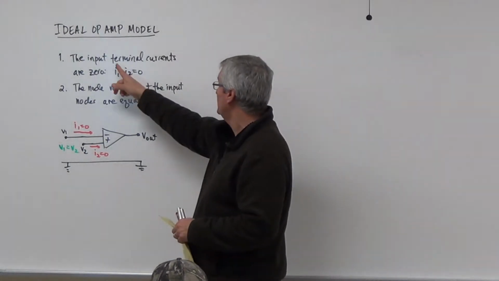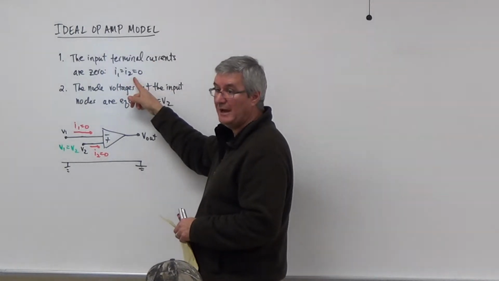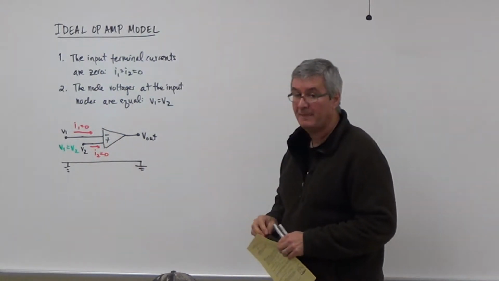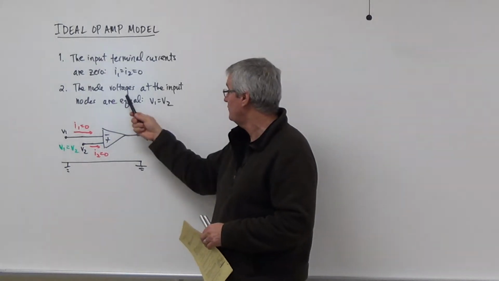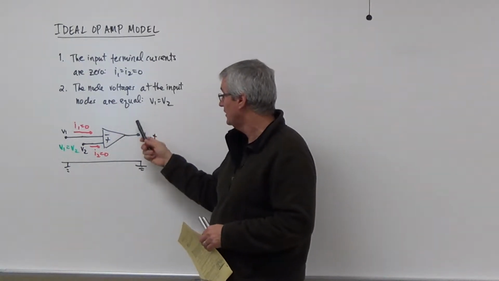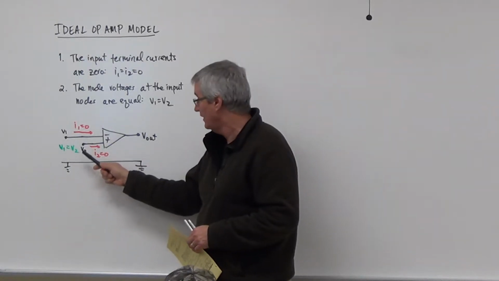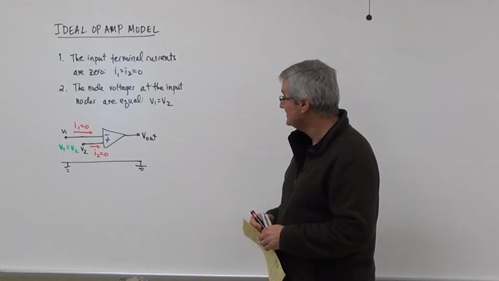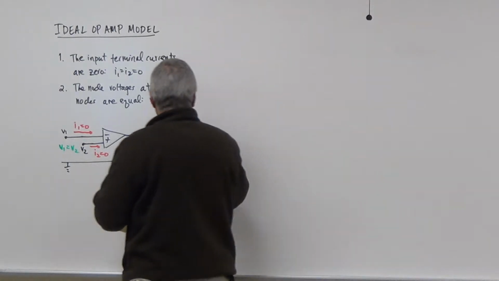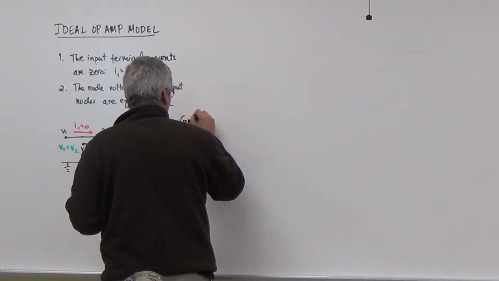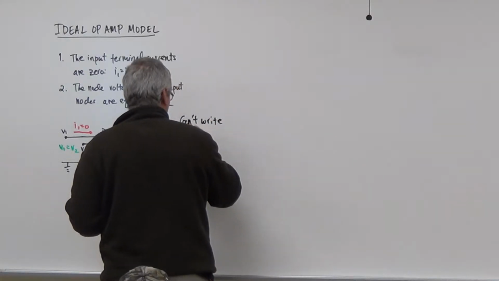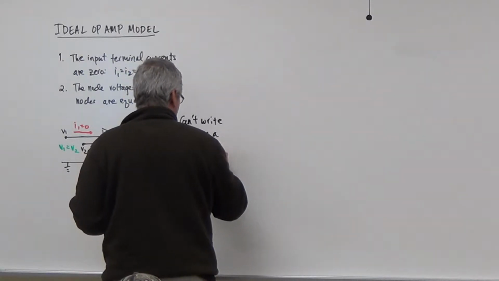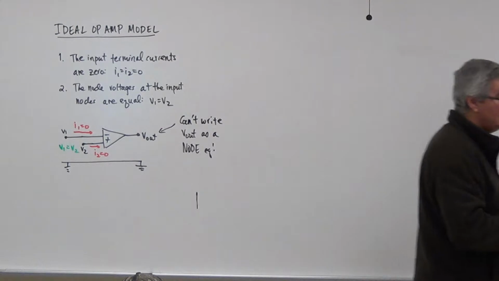And what it says here is that the input terminal currents are 0. So when I look at I1 and I2, anything along that branch is 0, anything along this branch is 0. The other thing it says is that the node voltages at the input nodes are equal. So that node relative to the ground and this node relative to the ground, we're going to treat as being the same. And one last thing we should really say here is that you can't write V out as a node equation. Okay? You can't write those out.